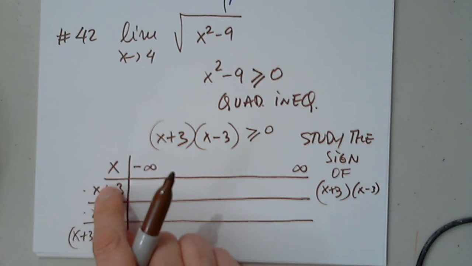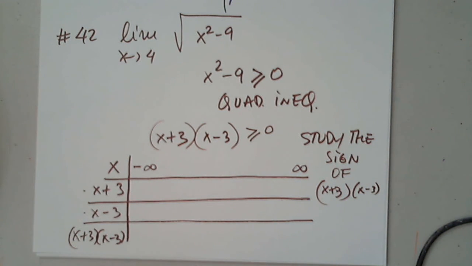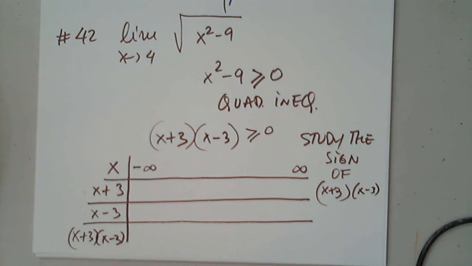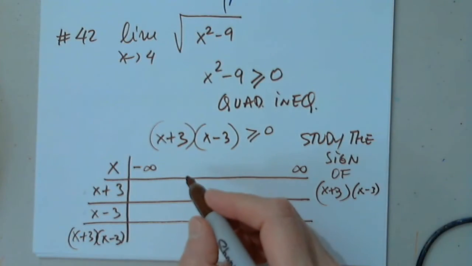Can anyone tell us when is this 0? When is x plus 3 0? When x is minus 3. Excellent. So negative 3 is one solution. But what about x minus 3? When is x minus 3 0? X is positive 3. Yes.